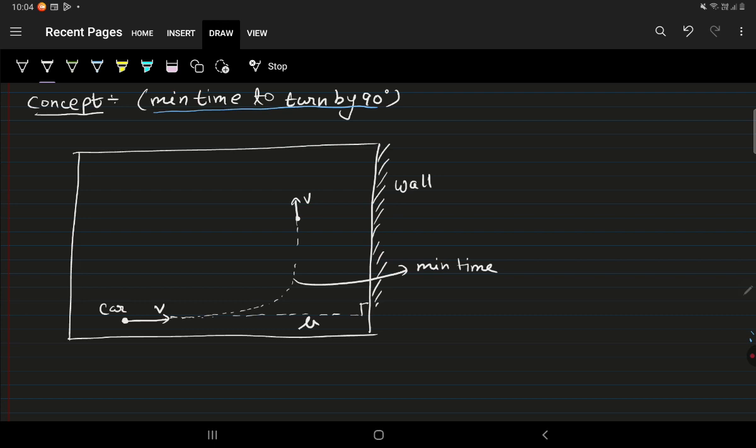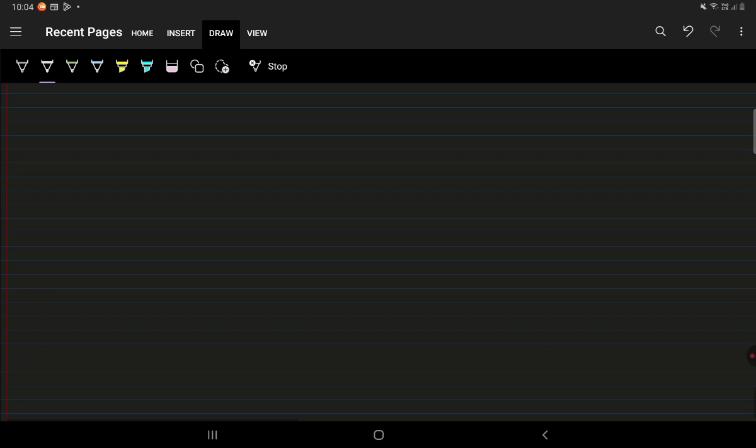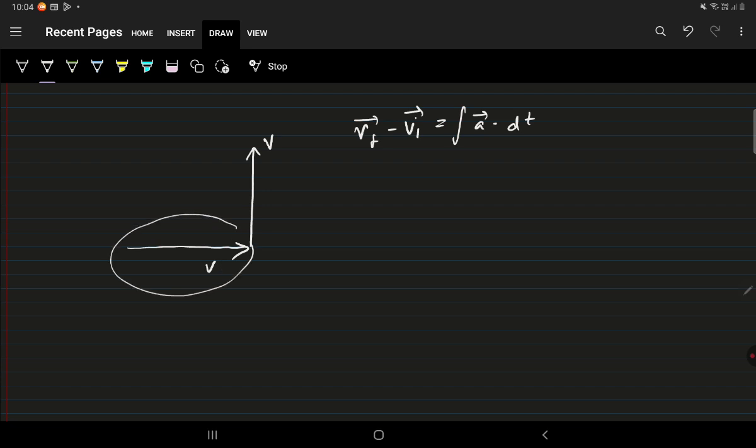The key idea behind this problem is basically some vector geometry. Suppose here is the initial velocity v. Finally, the velocity should be v vector like this. Now we know that vf vector minus vi vector is equal to integral a vector dot dt. Since this is the vi vector, I'll just turn it.